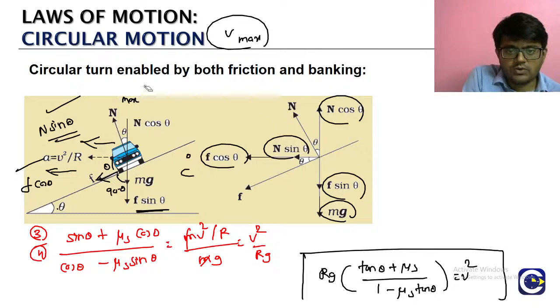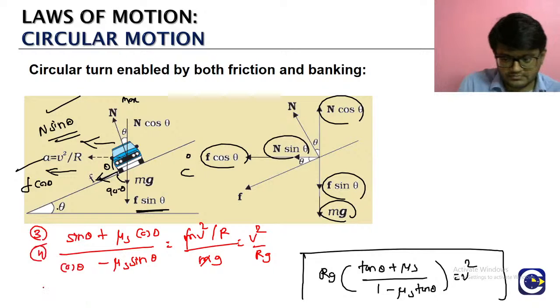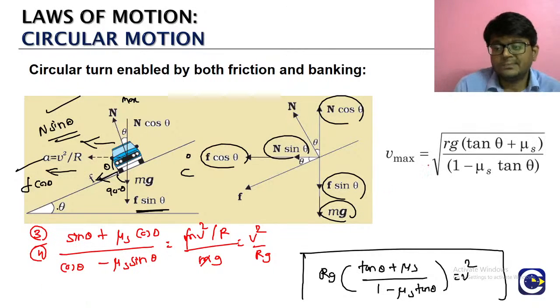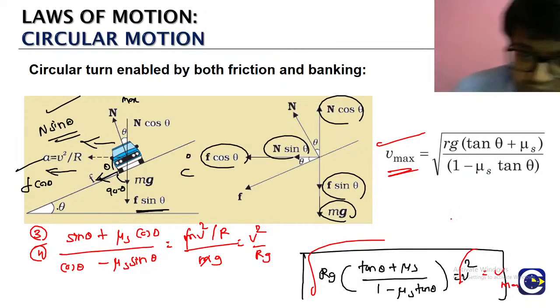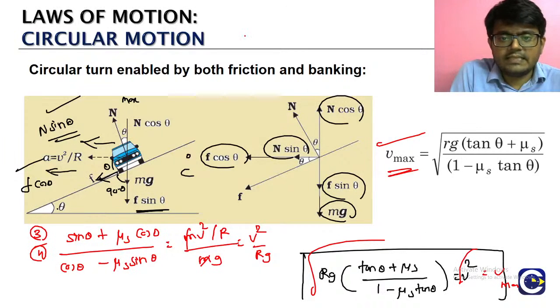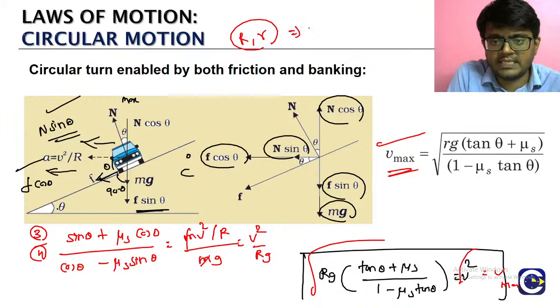If you are looking for the v value, it will be the root of that. So we have to take a square root on both sides. The maximum value of the velocity which we can have and still take a turn safely, that is v max, is the root of rg into tan theta plus mu s divided by 1 minus mu s tan theta. In all these discussions, sometimes we are using capital R, sometimes small r. We should keep in mind that both are referring to the same thing: the radius of the circular turn.